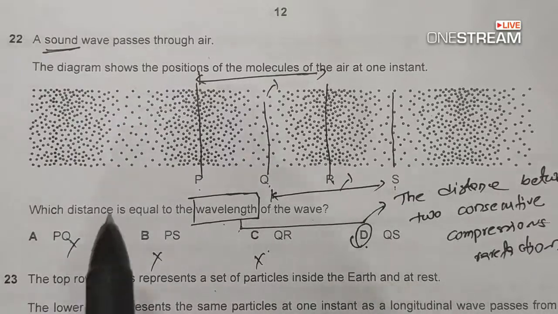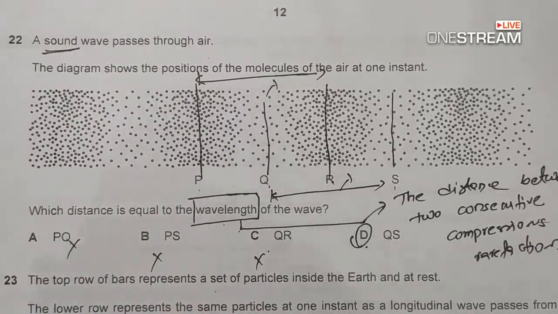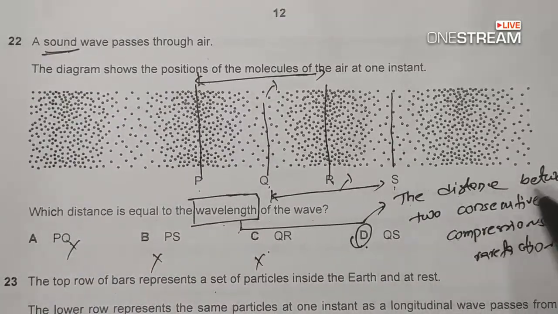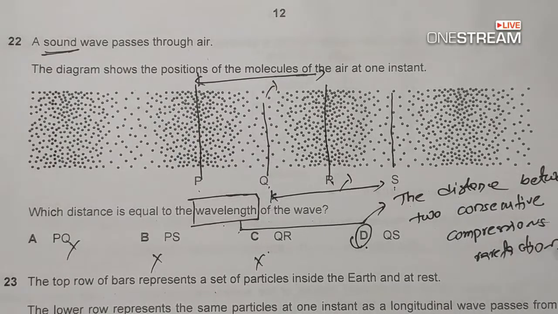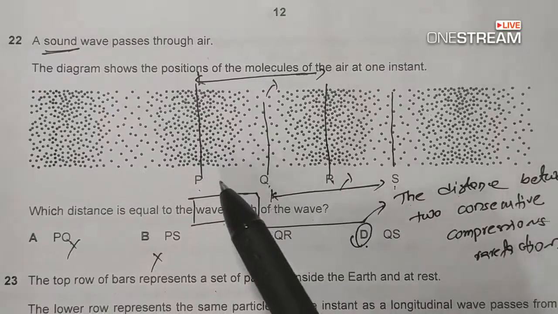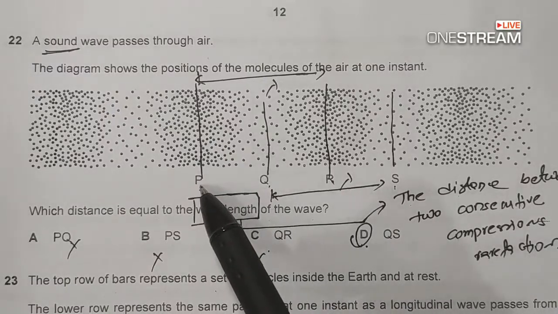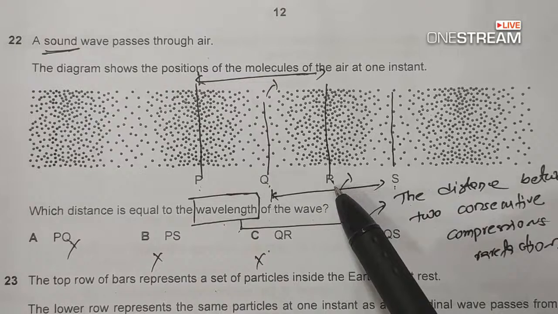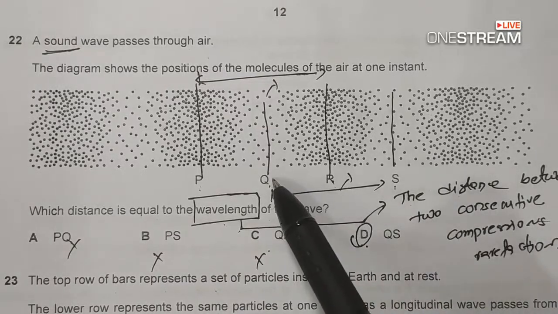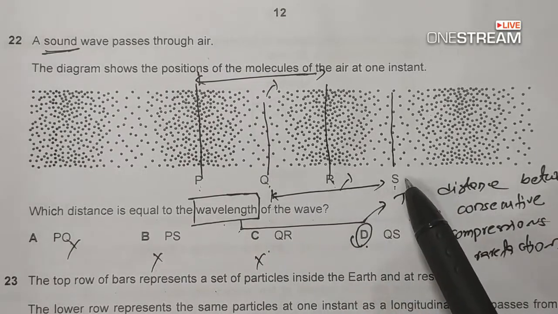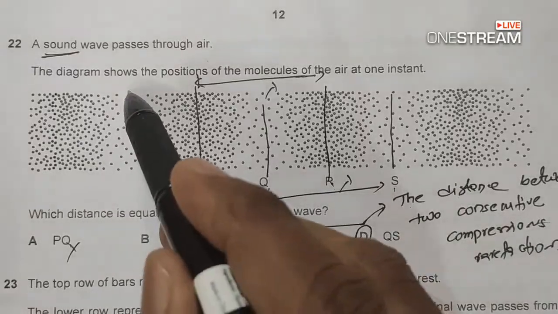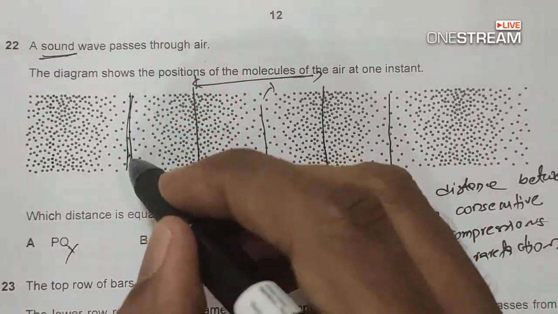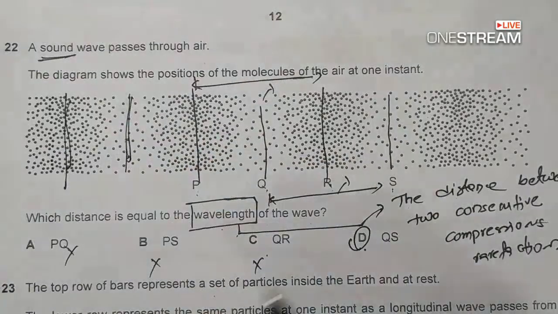So the wavelength in this case is defined as the distance between two consecutive compressions or rarefactions. So what are the compressions here? P is a compression, R is a compression. What are the rarefactions? Q is a rarefaction, S is a rarefaction. Another one is also there. If you name here something A, that is a rarefaction. If you name here B, that is a compression.